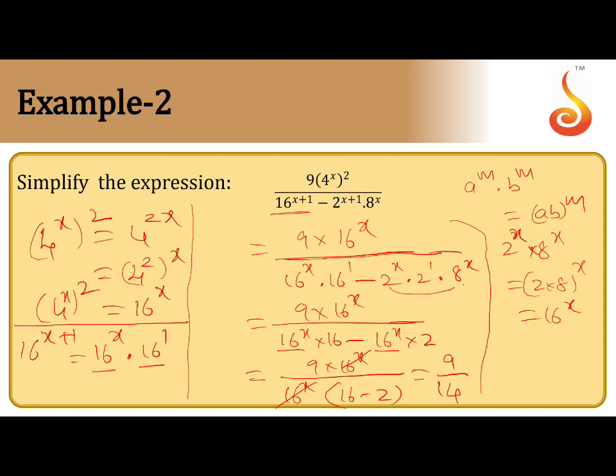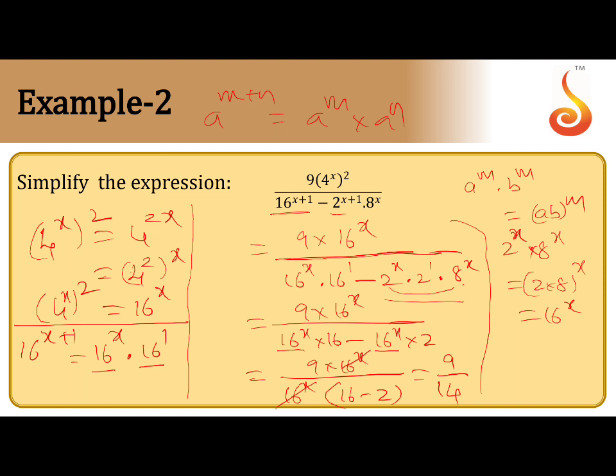What is the property? A power m plus n equals a power m into a power n. Using that property, we can write 16 power x plus 1 as 16 power x into 16 power 1, and the same way 2 power x plus 1 as 2 power x into 2 power 1, into 8 power x. Now observe the numerator, there is 16 power x, and here also 16 power x. If it is possible to make 16 power x here also, then we can take the 16 power x common. That is the logic in the question.